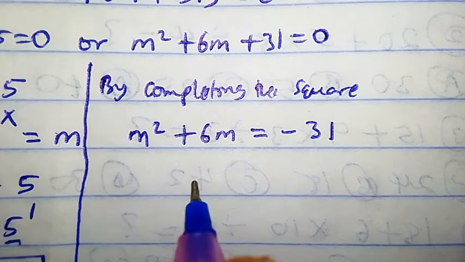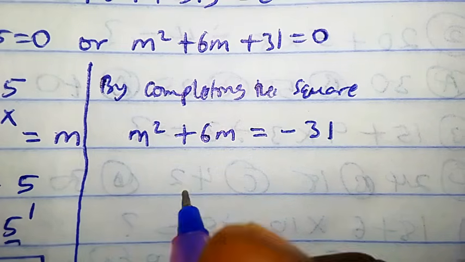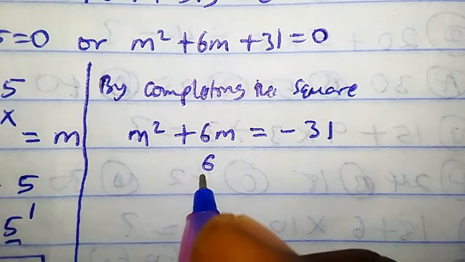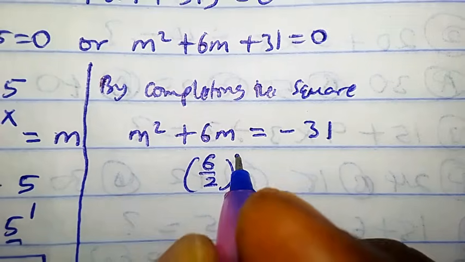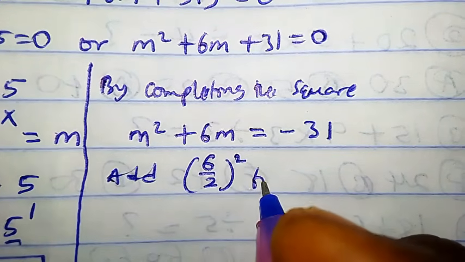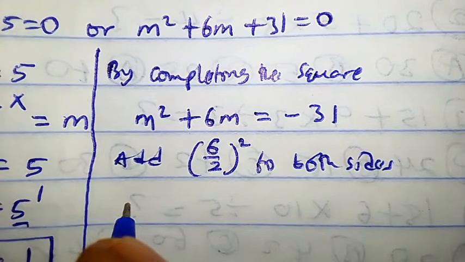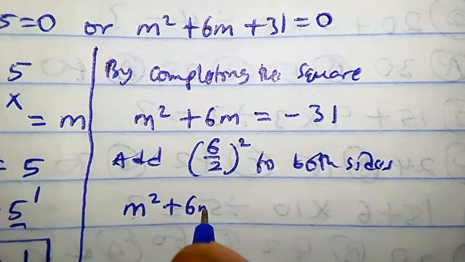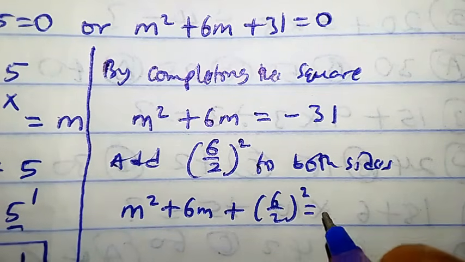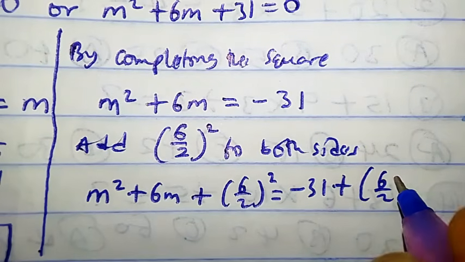The second step is that we're going to add half of the coefficient of m and at the same time square it to both sides. The coefficient of m here is 6. Half of it will be 6 divided by 2, all squared. So add (6 over 2) all squared to both sides. So that will be m square plus 6m plus (6 over 2) all squared equal to minus 31 plus (6 over 2) all squared.